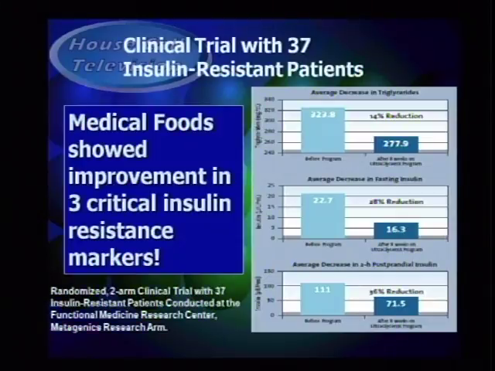The other one was fasting insulin. That was reduced by 28%, from 22.7 to 16.3. Average 2-hour postprandial insulin was reduced from 111, and remember the homeostatic value of that was in the hundreds, down to about 100, a 36% reduction to 71.5. So these are very significant things that medical foods can help with.